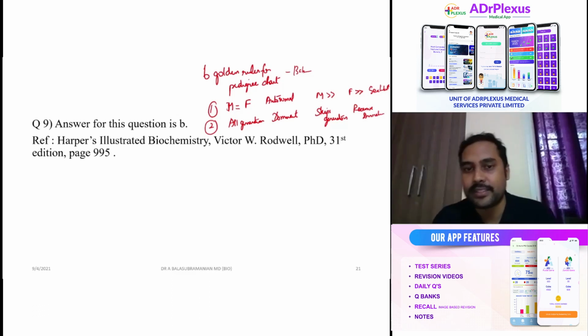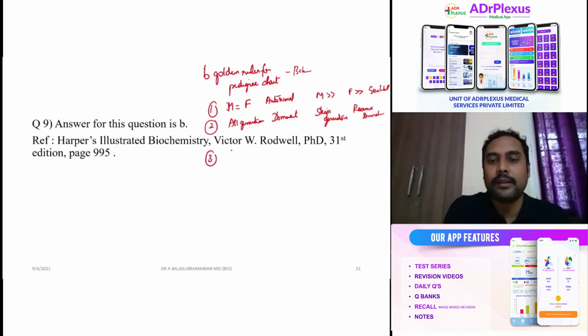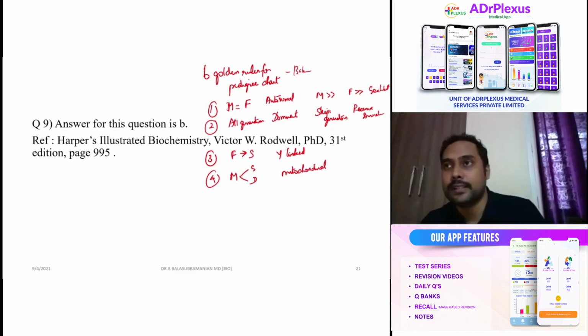It is recessive disorder. Number 3. If only the father transmits the disease to the offspring, and that too only to the son, then it is Y-linked. If only the mother transmits to son or daughter, then it is mitochondrial. Okay.